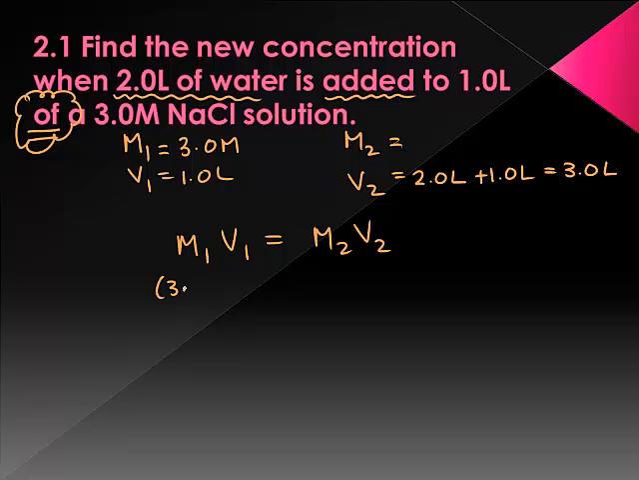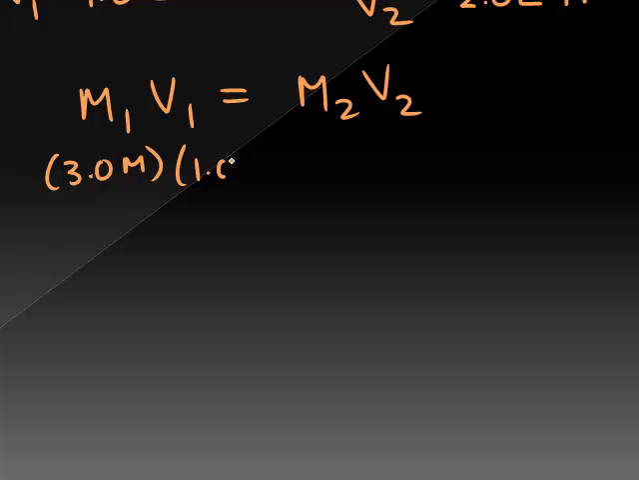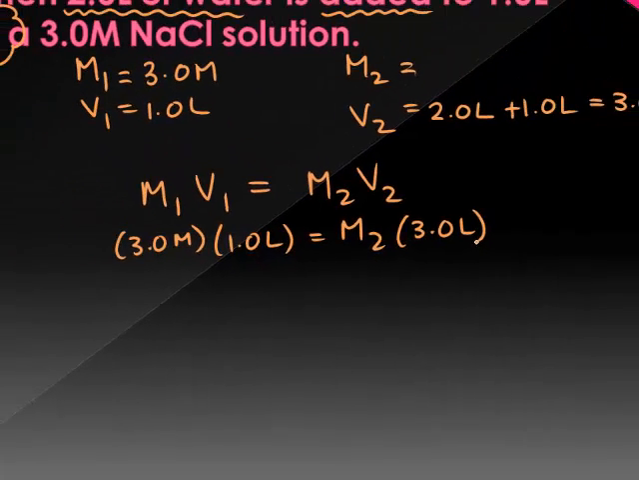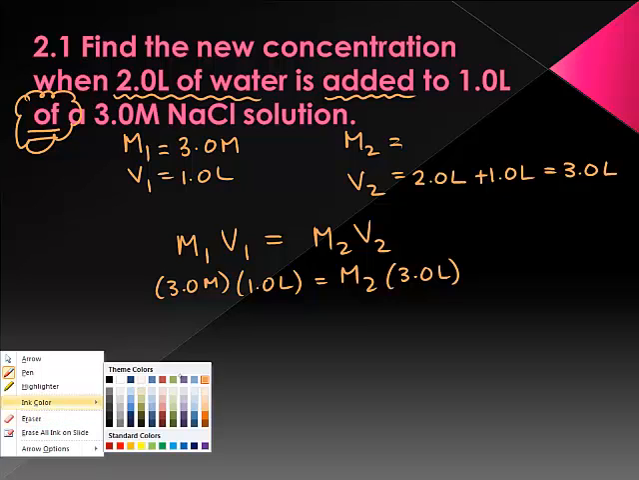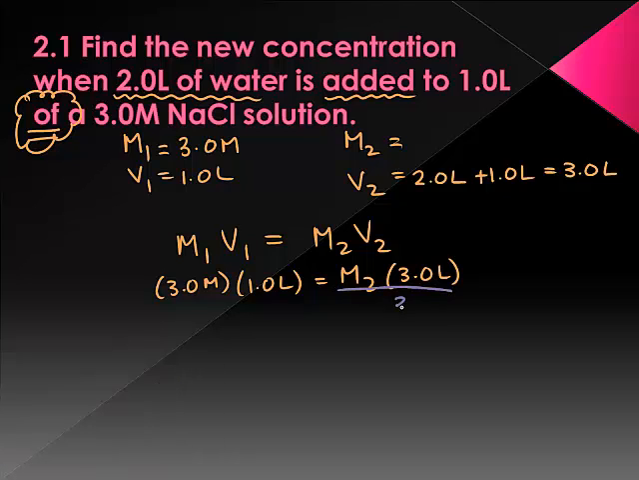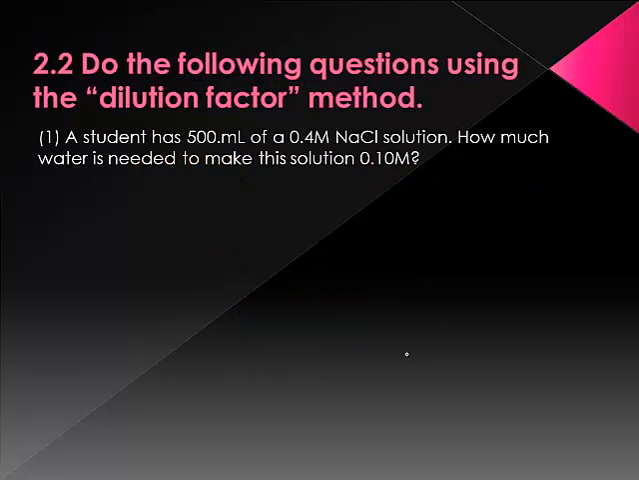So substituting in now and solving, my 3 molar and 1 liter equals my M2 times my 3 liters. I have to do a little bit of algebra here, so I'm going to end up dividing both sides by 3 liters. And I get that my second molarity equals 1 molar. I've diluted the solution from 3 molar, 3 moles of solute per 1 liter, to 1 mole of solute per 1 liter.